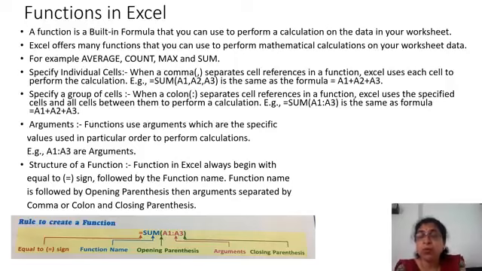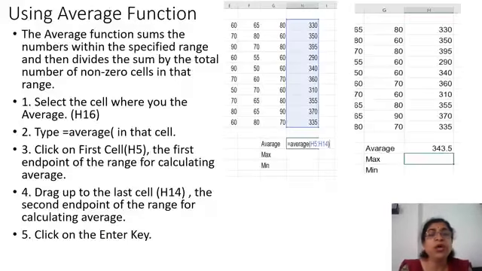Structure of a function. What are the elements of a function? A function in Excel always begins with an equal to sign followed by the function name. The function name is followed by an opening parenthesis, meaning the rounded bracket. Then arguments separated by comma or colon, and the closing parenthesis. See here, it is given the equal to sign, then the function name is written, that is SUM. Then it is the opening parenthesis, the opening round bracket. Then it is written A1:A3, that is the argument. And the closing parenthesis, that is the closing rounded bracket. This way only you should write any function. Okay, then only it is going to give you the proper result.